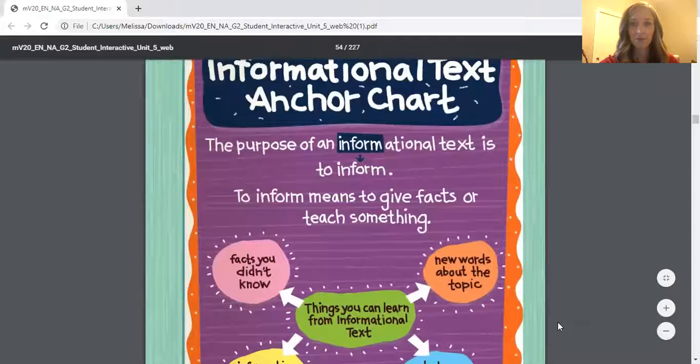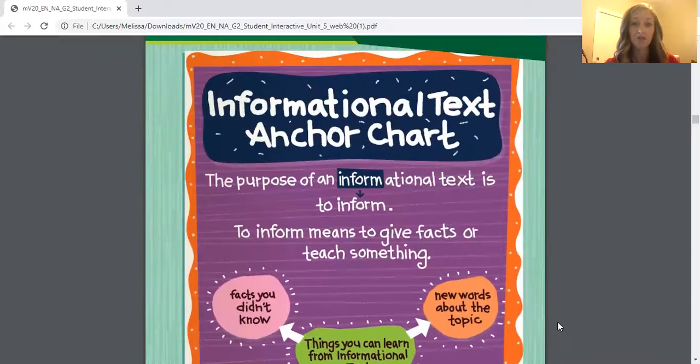So the purpose of an informational text is to inform. That's where that word informational comes from. The root word or the base word is inform. And to inform means to give facts or to teach something. And so I believe the anchor chart last week was all about facts and details. Those were real facts, real pieces of information. And that's what sets an informational text aside from another type of text.